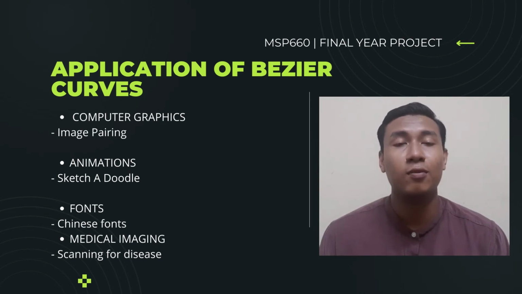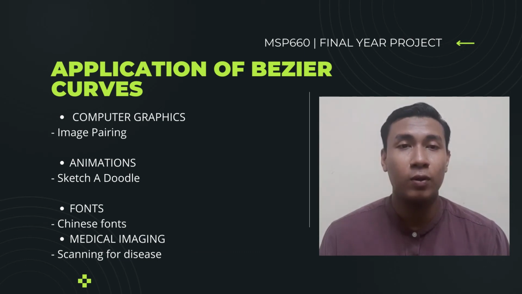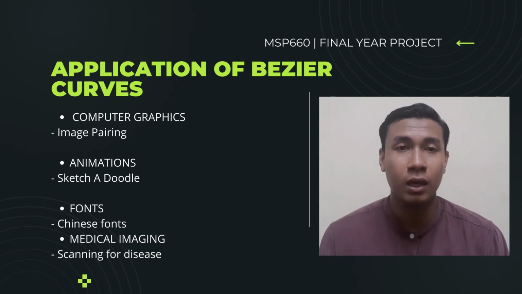And then the third one is the font. So a Chinese font is not similar to the alphabet, as it has lines and curves. So in order for the computer to generate these curves, it also uses the Bezier curve to generate them in the computer.